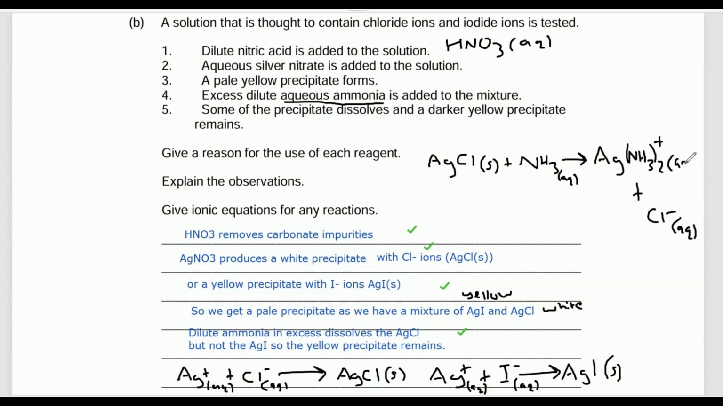So we get aqueous silver ions, and when the ammonia dissolves that there, oh, it's not balanced. I need 2 of them, so I need a 2 there. How many chloride ions? Just 1. Cool. So those are your 3 equations. That will do for all the equations and get you the marks. Maybe the equations are 2 marks. Okay. Right. Let's zing on.